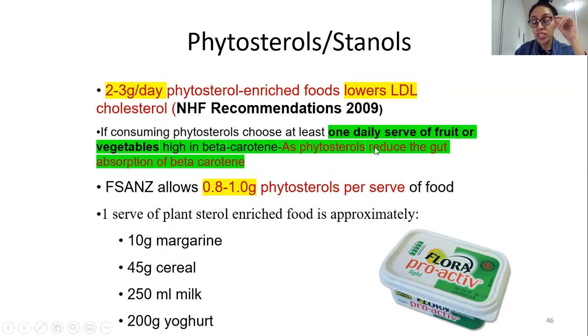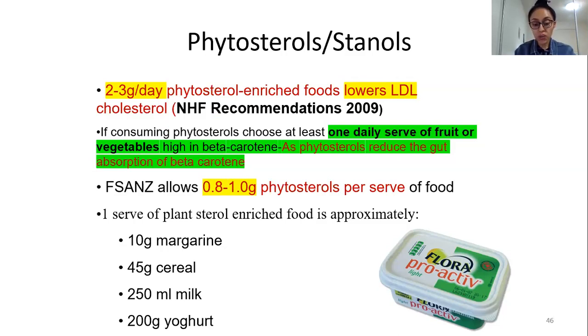All right, and very, very important is that phytosterol reduces the absorption of beta carotene. Beta carotene is your vegetarian form of vitamin A. Okay, so your yellow, orange fruits and veggies, all of that, your vitamin A. So yes, in that sense, it's always good to have, say, one extra daily serve of fruit or veggie which is high in beta carotene.